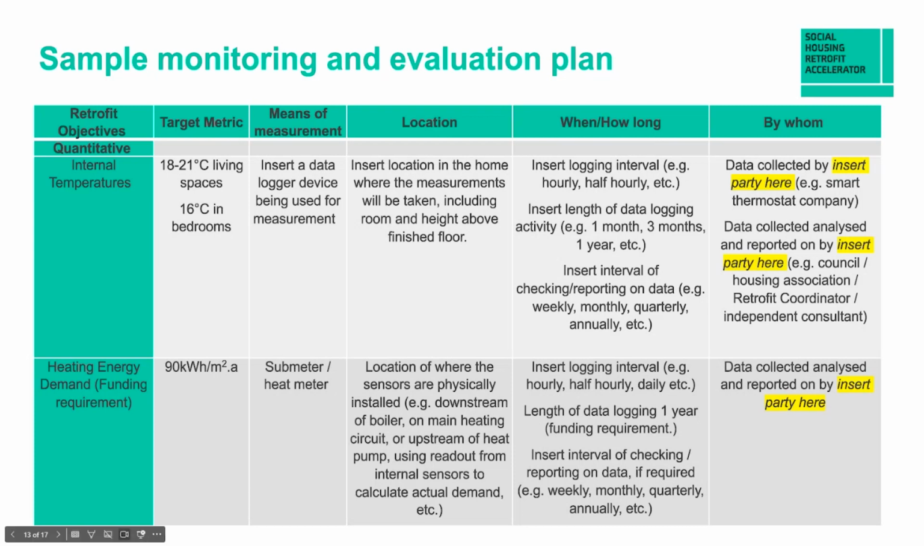Okay, and then we've got calculating heat energy demand. For SHDF, we've got this 90 kilowatt hours per square meter per annum as a recommended target, which will give you generally on most properties an EPC rating.